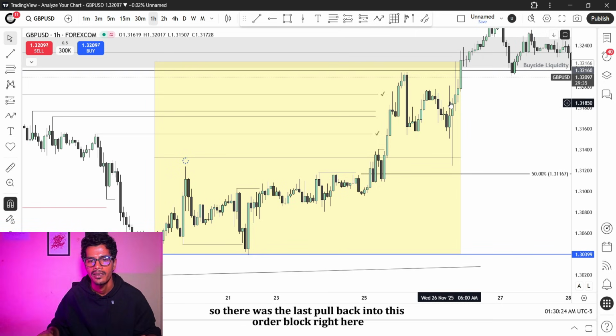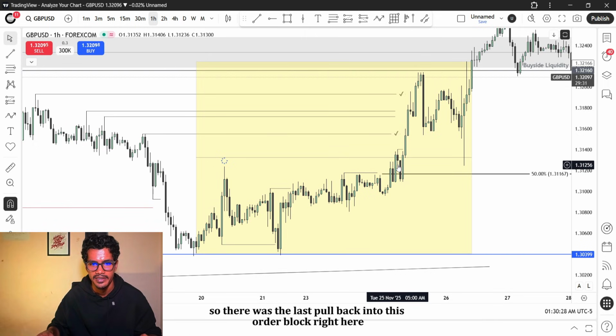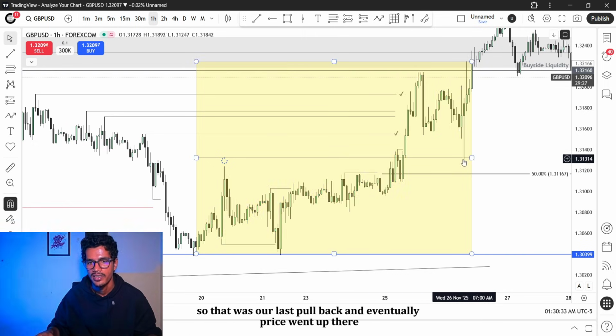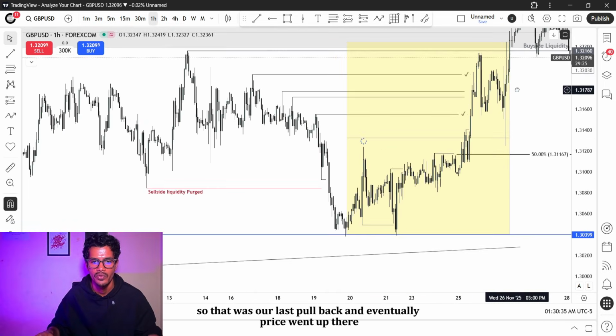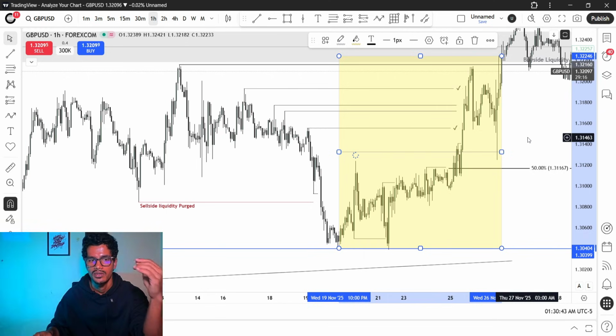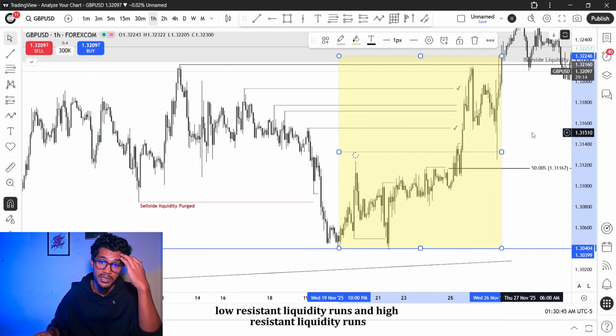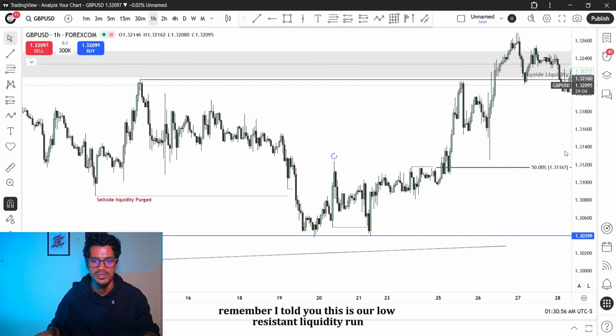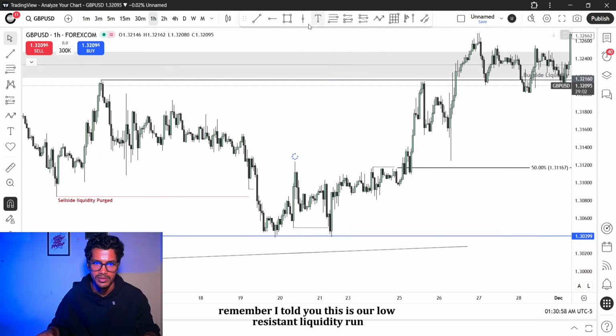All right. So there was the lowest pullback into this order block right here on the 1 hour time frame. So that was our last pullback, and eventually price went up there. All right. Now I think you understand what low risk and liquidity runs and high risk and liquidity runs look like. All right. Remember, I told you this is our low risk and liquidity runs.